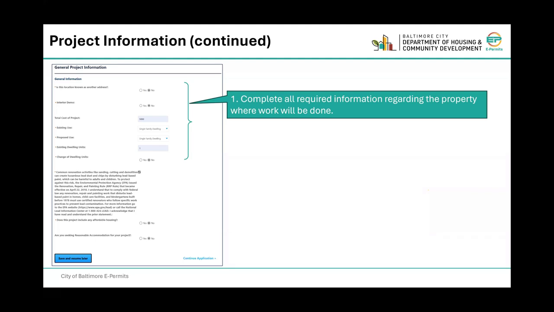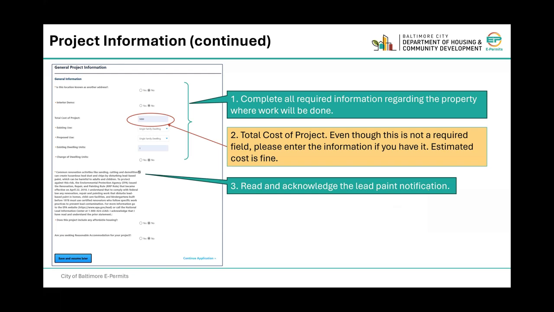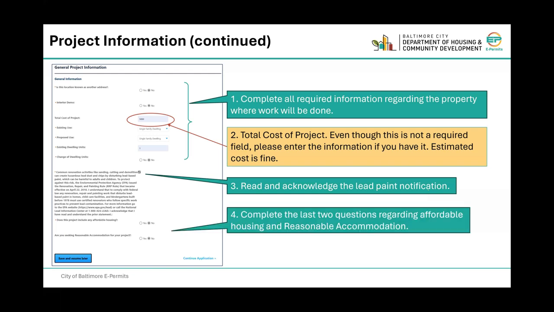Complete all required information regarding the property where the work will be done. Enter the total cost of the project. Even though this is not a required field, please enter that information if you have it, and you can estimate the cost if necessary. Read and acknowledge the lead paint notification. Complete the last 2 questions regarding affordable housing and reasonable accommodation. And click Continue Application.